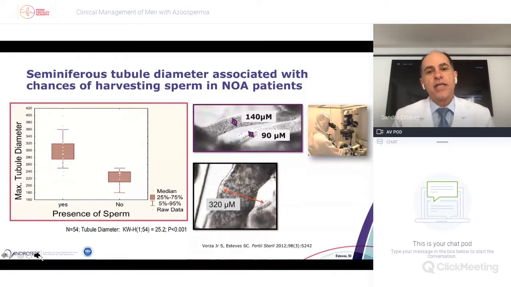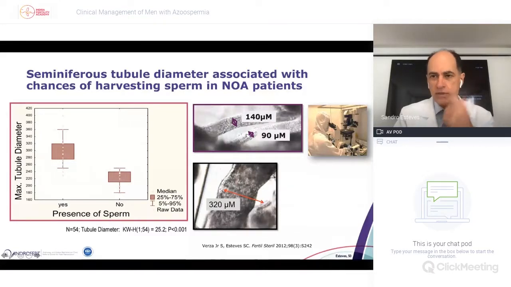So the issue is, the larger the seminiferous tubules diameter, the higher the chance of harvesting sperm in patients with non-obstructive azoospermia. So we have done a study in which we look at the diameter of the seminiferous tubules and the chance of finding sperm. And on the left side, you can see that the presence of sperm was significantly more likely in tubules with larger diameters.